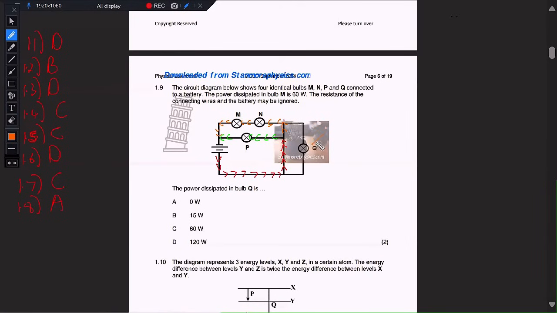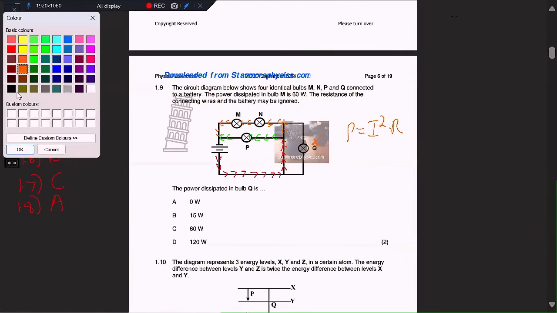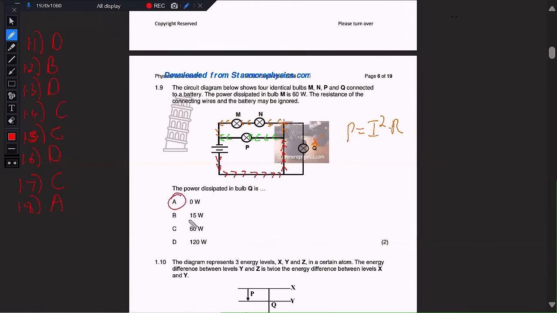And if there is no current that flows to Q, according to P equals I squared times R, if our I is 0, that means our P has to be 0 watts. Why? Because this is a short circuit here. They simply put in a connecting wire here, which will make the current not go to Q, right? Because the current will take the path of lower resistance. So our correct solution there is A. So for 1.9, we have to say it is A.